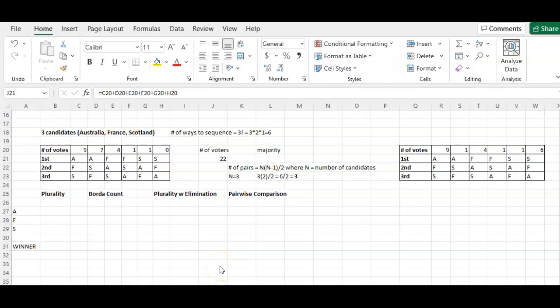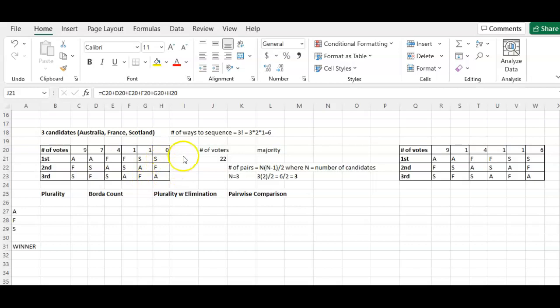Hello class, I'm going to walk through using the four different voting methods to determine the number one winner from our poll asking you to rank the three destinations, Australia, France, and Scotland, in order first, second, and third place. These are the results from our class, and this is considered a preference schedule. And we've listed the 6 potential ways that these destinations can be ordered.